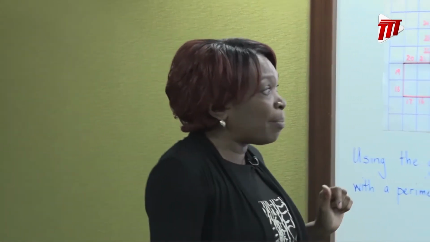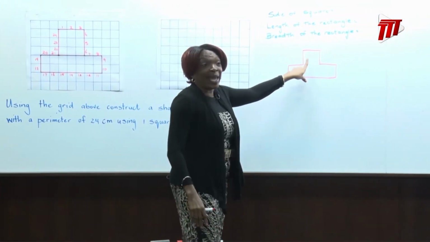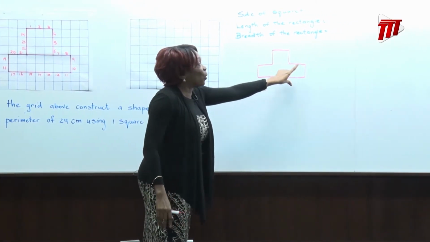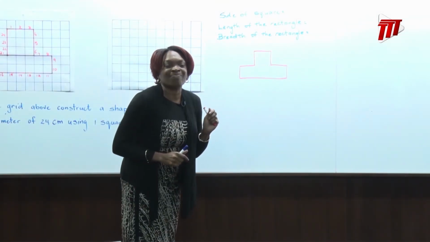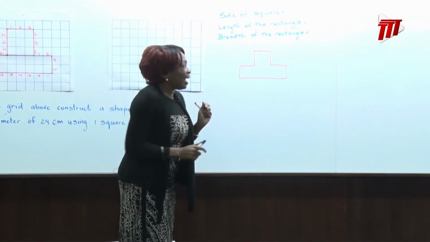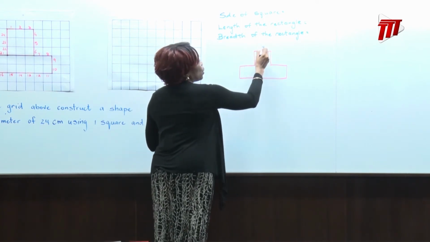Remember the diagram? We have the square and we have the rectangle. But this time we are using 2 centimeters. I'm waiting on you. All right. So what are we going to see? If the side of the square is 2 centimeters, what does that mean? It means 2, 2, 2. Are you seeing it, boys and girls? The perimeter is, same thing, 24 centimeters.